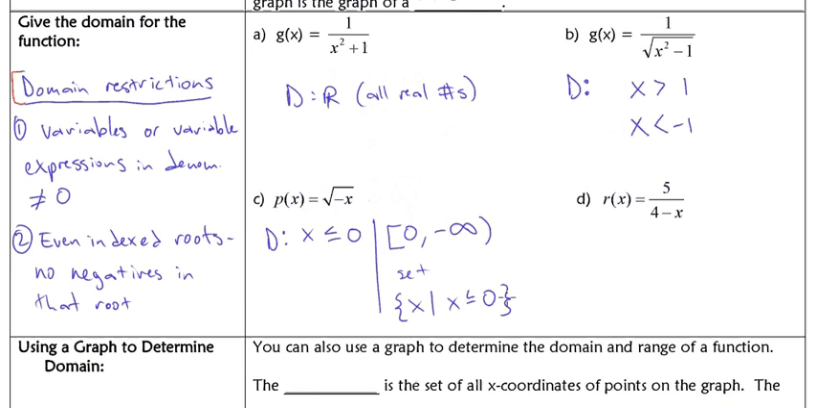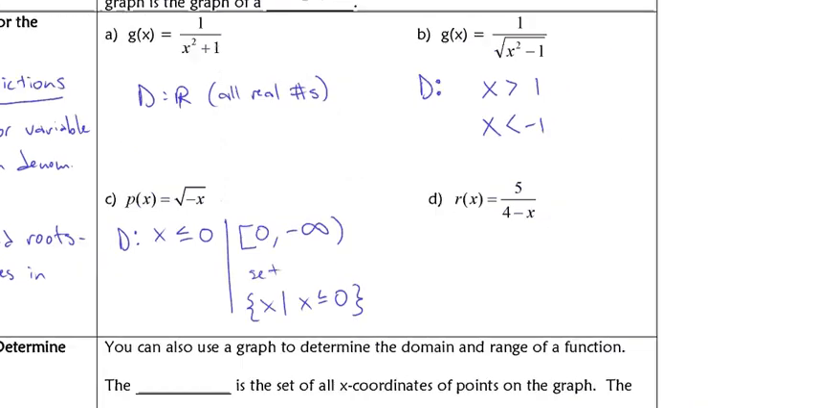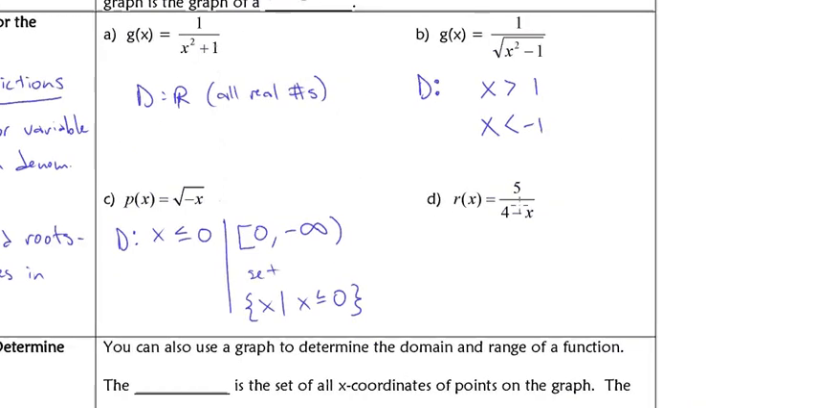All right. And lastly, D. For D, we don't have to worry about any radicals this time. We're just looking for the numbers that would give us 0 in the denominator. If I had 4 minus x equals 0, then I can see that x would be equal to 4. And I can't have 0 in the denominator, so 4 is outside of our domain. So our domain is all real numbers except for 4. x does not equal 4. All right, hope that helps.